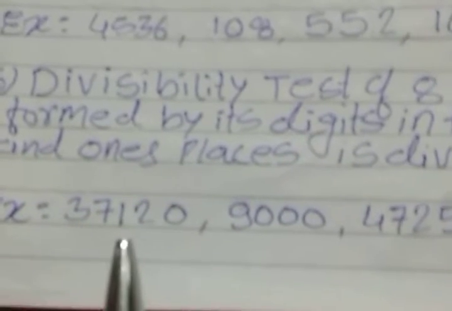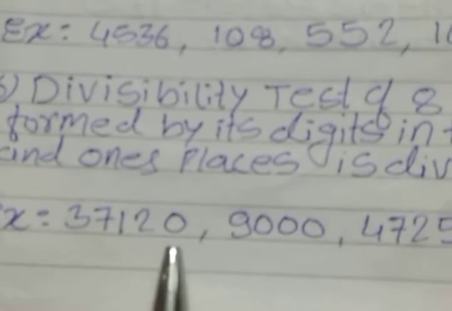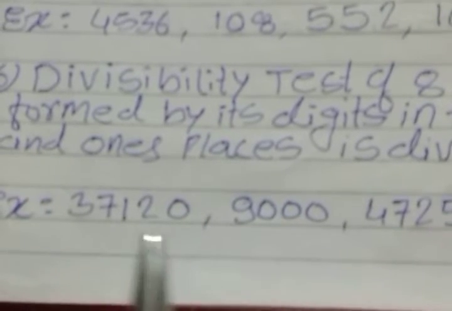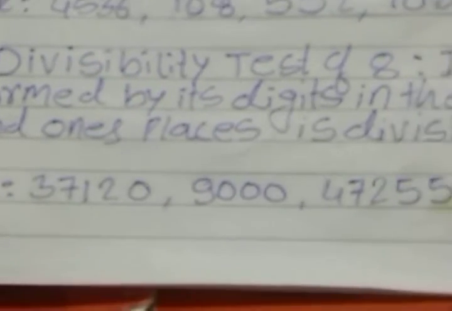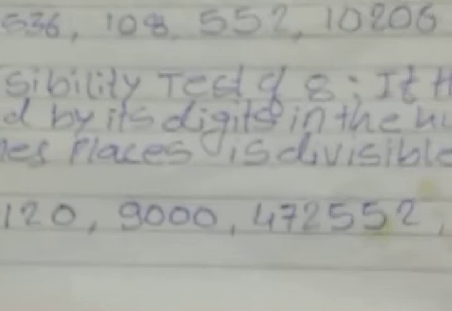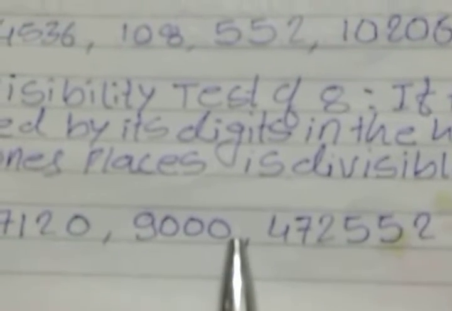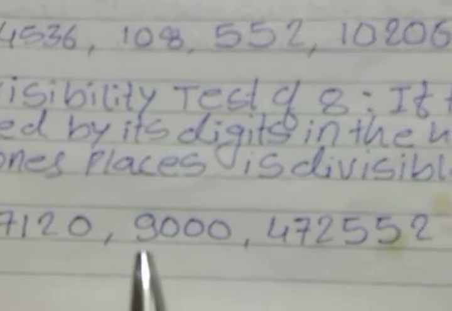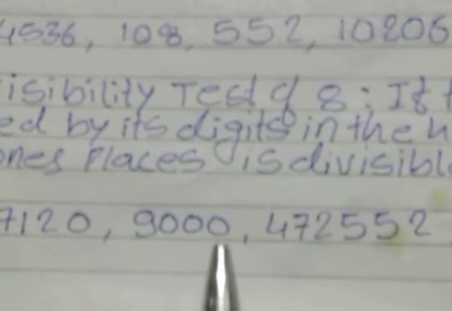37,120. Last 3 digits 120. 120 is divisible by 8. It means that 37,120 is also divisible by 8. Next one is 9,000. Last 3 zeros are there. So last 3 zeros means it is divisible by 8. So 9,000 is also divisible by 8.